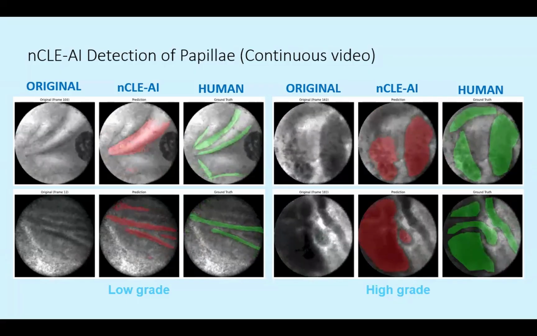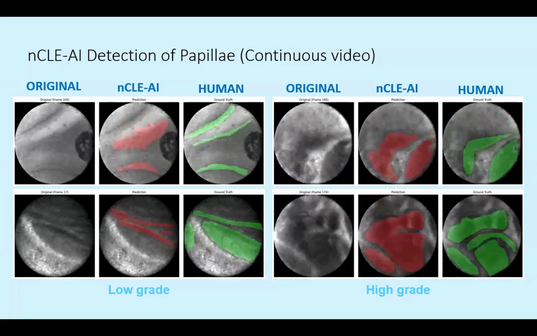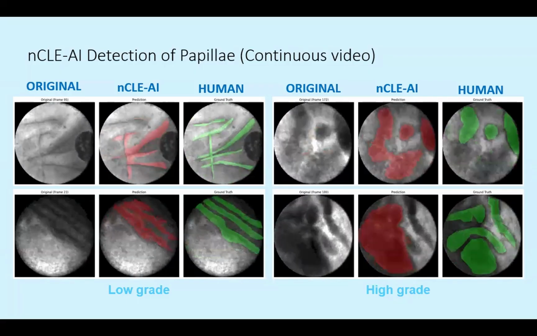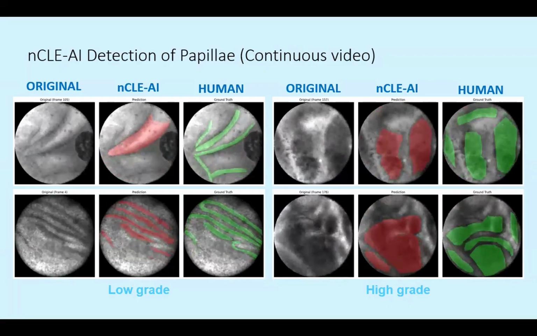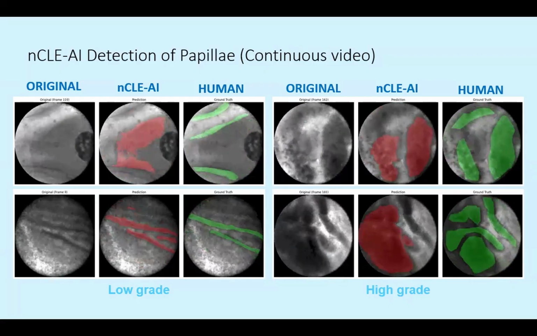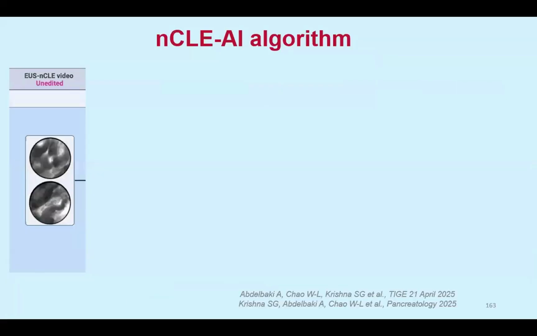We have developed the full AI model, where here you can see that the middle panel is AI, where it picks up the papillary structures in real time. And then further, it can risk stratify these papillary structures. So here is the model which we have right now.